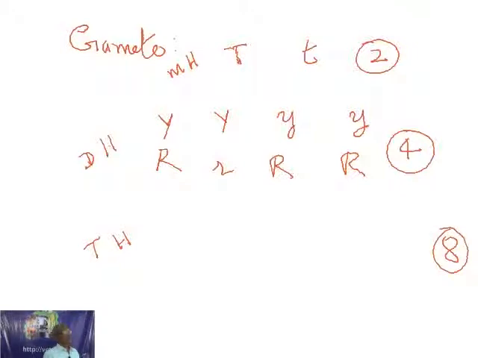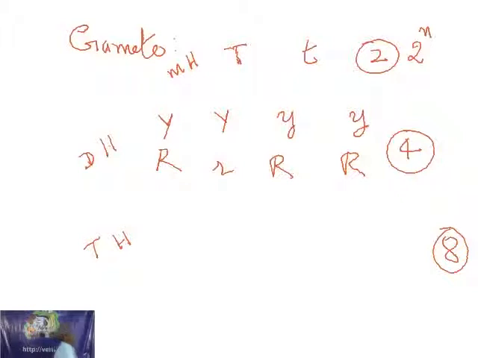How did I get 8? It is very simple. As I told you, it is 2 power n. The general formula for the calculation of the gametes is 2 power n, where n represents the number of the hybrids. So for monohybrid, it is 2 power 1, which is 2. Here it is 2 squared, that is 4. And for trihybrid, it is 8. So the general formula for the calculation of the gametes is 2 power n.